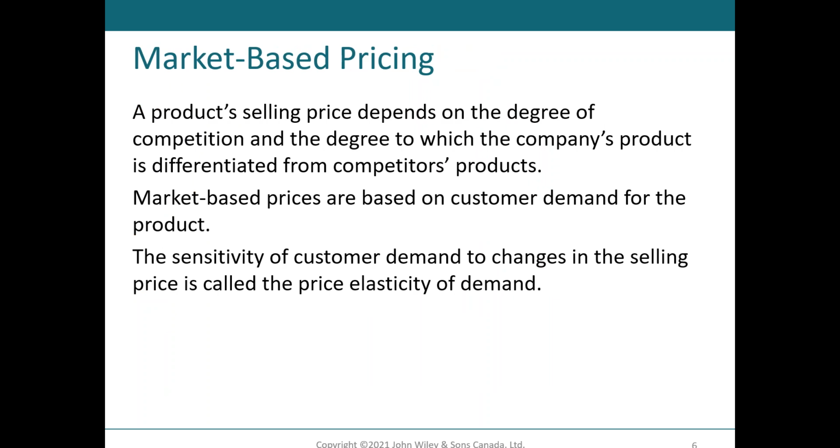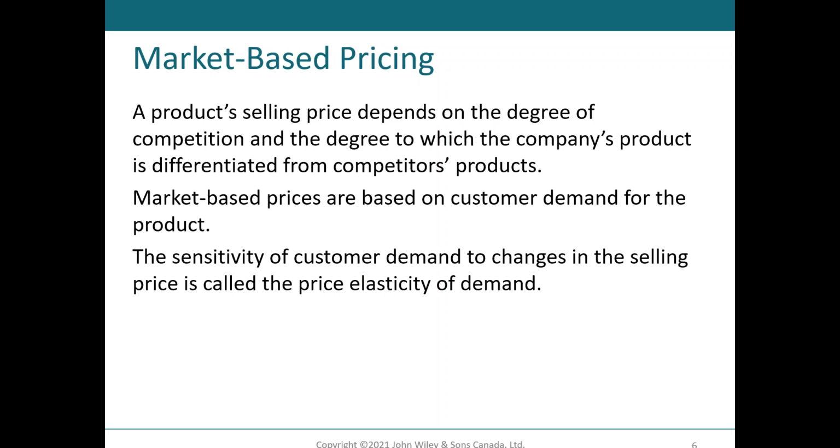The second approach we have is a market-based approach. The market-based approach is not looking at the product cost, but it's looking at the market. So it looks at what the other competitors are charging for a similar product that the company is going to sell. The second thing they look at is customer demand. They ask, if I launch this product at X amount of price, what is the reaction of the customer? Is the customer going to be happy with the price that I'm going to charge? They look at that factor as well.